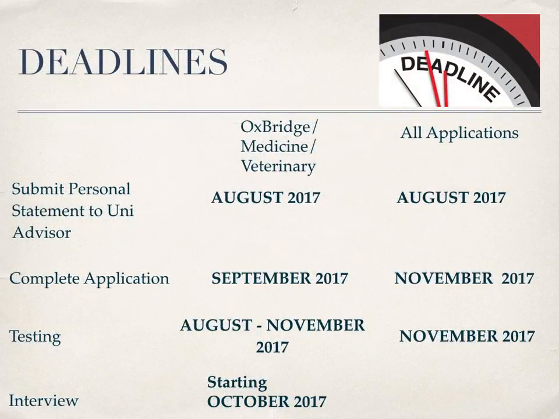Deadlines for you to consider are all really later on in grade 12. The first major deadline is August for a personal statement to be handed in. But please note, we do lots of scaffolding before this actually happens. And then the completion of applications and the testing, which students and parents register for if needed, and interviews, if they happen, in October all the way up to January or February.